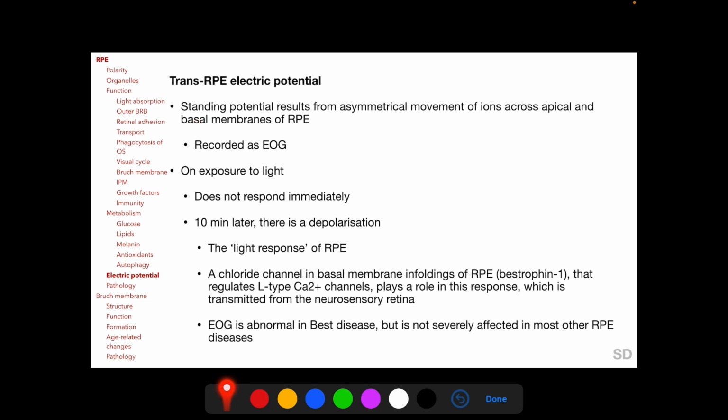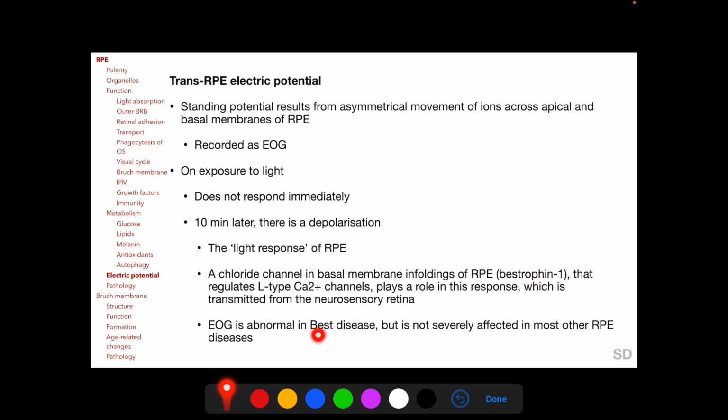There is a standing trans-RPE electrical potential resulting from asymmetrical movement of ions across the apical and basal membranes of the retinal pigment epithelium, and this is the potential which is recorded during electrooculography. On exposure to light, the EOG does not respond immediately, but 10 minutes later there is a depolarization on the EOG, and this is called the light response of RPE. And a chloride channel in the basal membrane of the RPE called bestrophin, which regulates an L-type calcium channel, is said to mediate this light response.